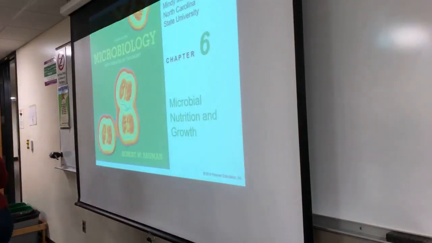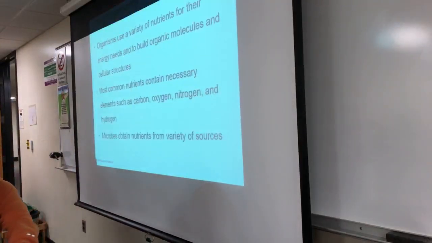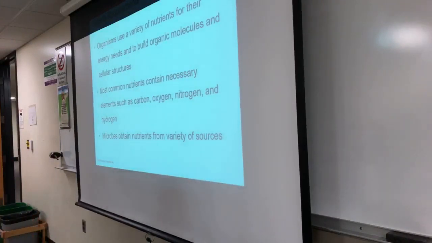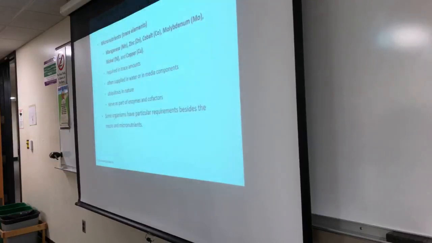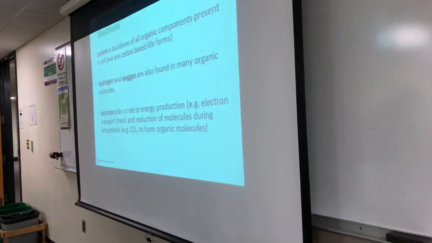With microbial growth, what we should realize is we need a source of carbon, oxygen, nitrogen, hydrogen. There are macronutrients, mainly C, H, and O, and then there are trace elements as well that we need to live. They're called micronutrients.